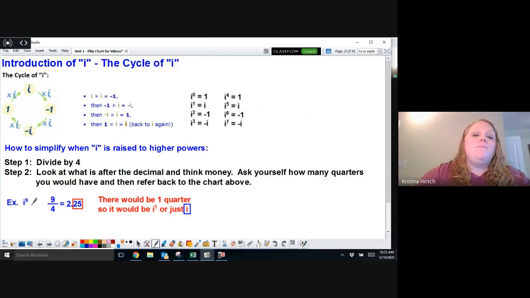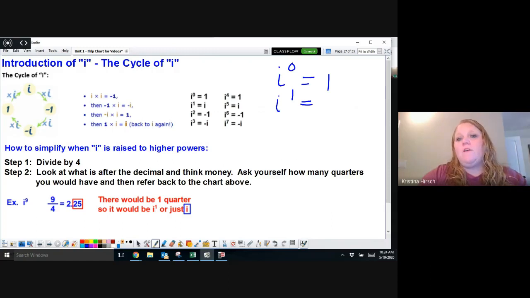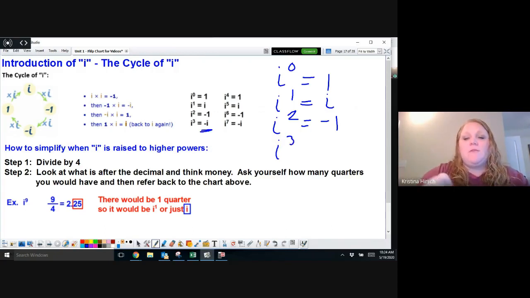All right, and the cycle is obviously on the screen, but I'm going to break it down a little more for you. Okay, so I to the 0. Anything to the 0 power is 1. I to the 1st power. Well, anything to the 1st power is itself. So I squared, I told you how to memorize, right? -1. All right. So then what is I cubed? Well, obviously you can see it right here. It's -I. Okay. But I'm going to show you why it's -I.